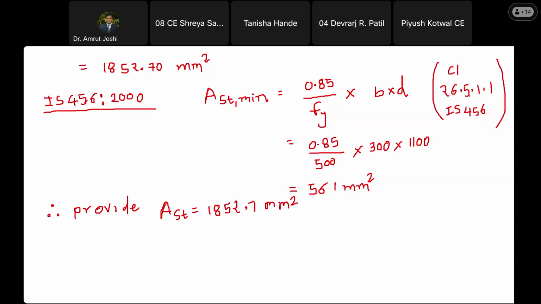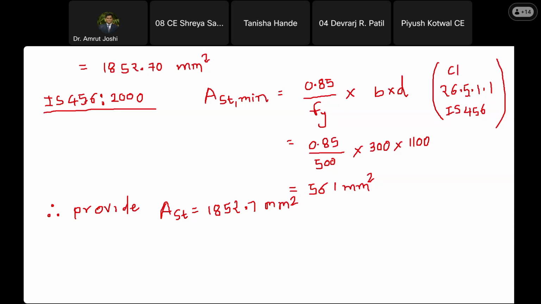Maximum. So it is clause number 26.5.1.2. I will just read it out. It is not required that I show that to you. You can cross verify. It is on page number 47. We will give the clause number 26.5.1.2 compression reinforcement. And I have to look for tension reinforcement. Sure. 1 minute. Maximum area of tension reinforcement shall not exceed 0.04 times B into capital D. Are you with me? Yes, sir.